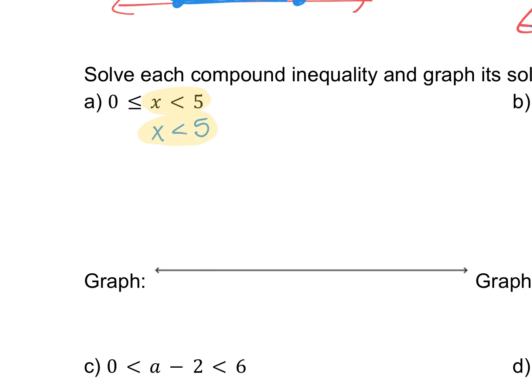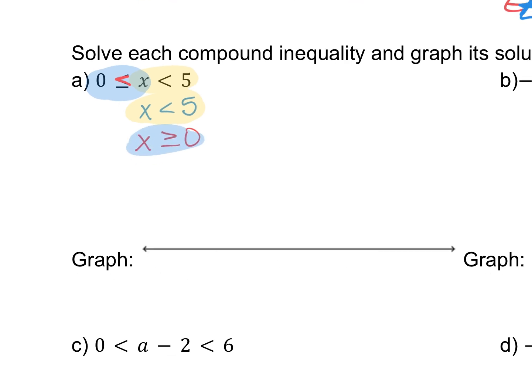The other part is the left part, and it's kind of a pain because you have to read it backwards. So I like to rewrite it in a format that is easy to read, and so it's going to be x, and you have to flip the inequality so that it's still pointing at the 0. So x is greater than or equal to 0.